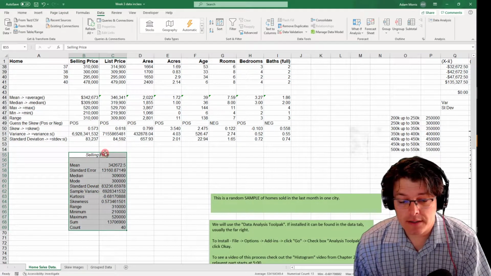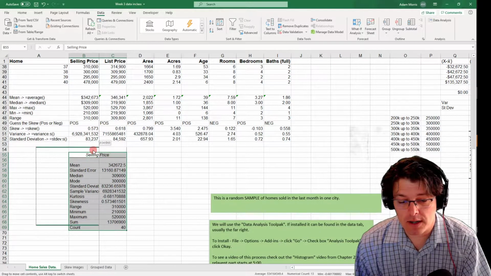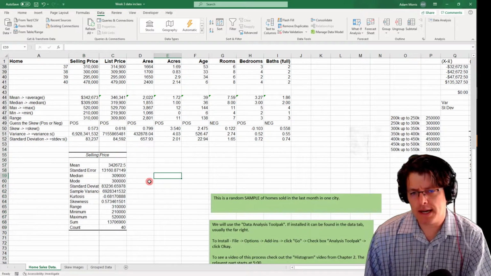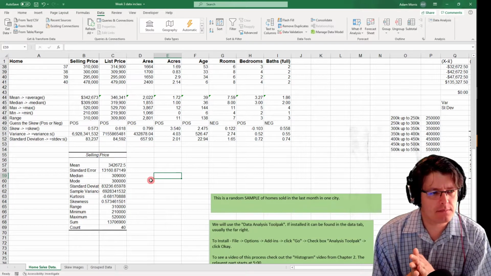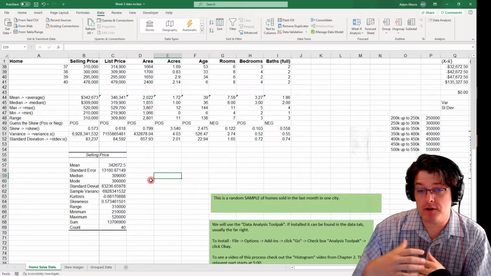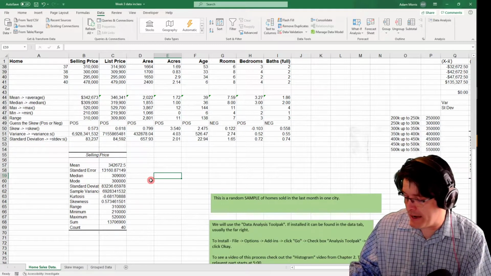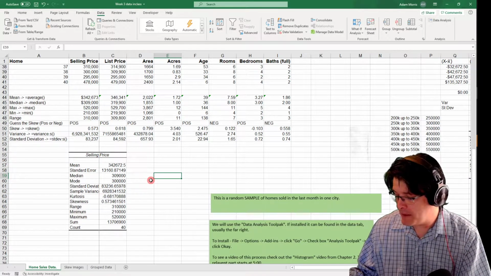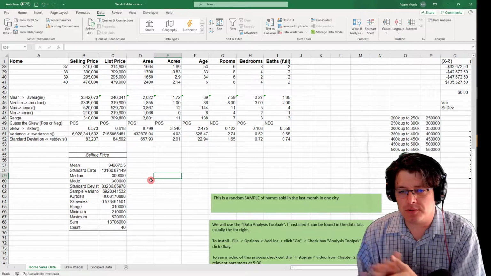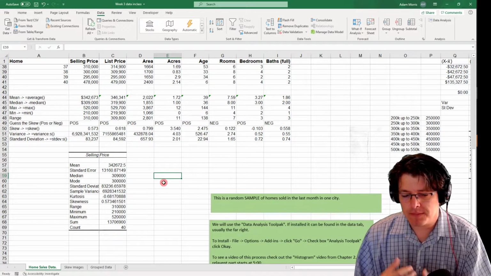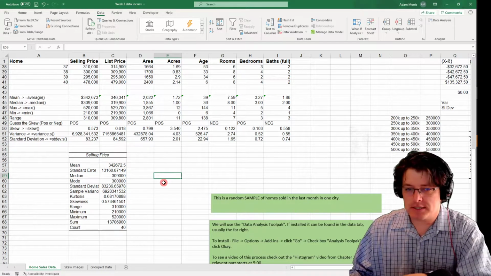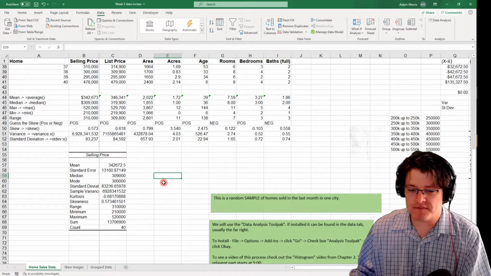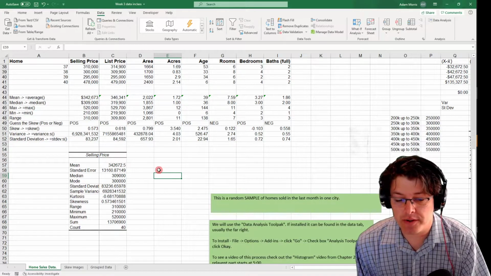Just to foreshadow, I may have mentioned this the other day, but you'll have a problem set for next week that will have you touch on a few of these things from chapters 2, 3, and 4, now that we're kind of ending. Next week is kind of the end of our summarizing or descriptive statistics trio of chapters.